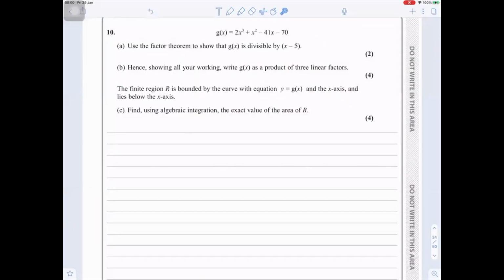The final region R is bounded by the curve with equation y equals g of x and the x-axis and lies below the x-axis. Find, using algebraic integration, the exact value of the area of R.